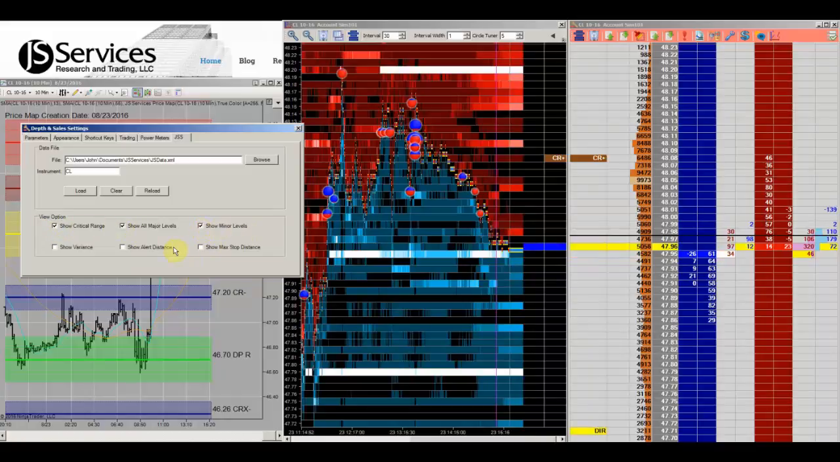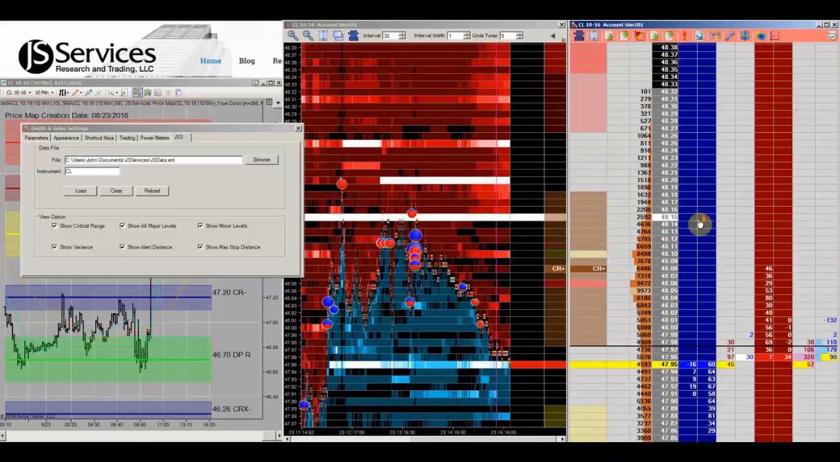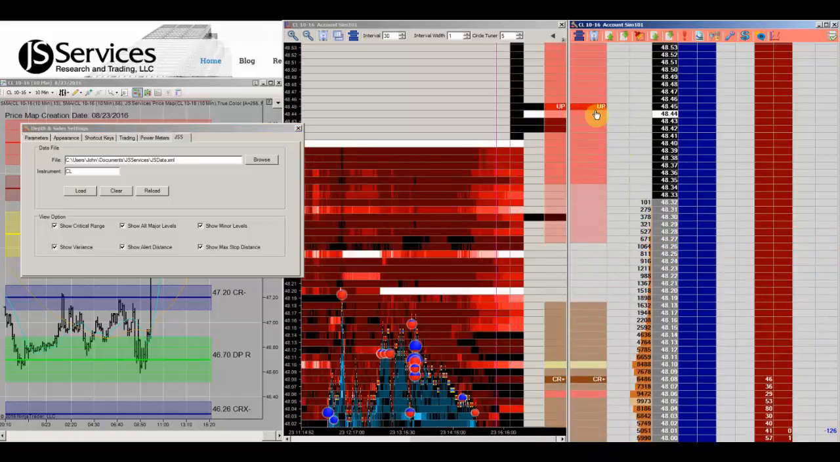For the minor levels, they're only going to have a variance associated with them, whereas the major levels, like the directional here, will have an alert distance as well. And the maximum stop distance will show up as one single point. So this is the maximum stop distance for the directional, and this one is the lower maximum stop distance for the upside pivot.